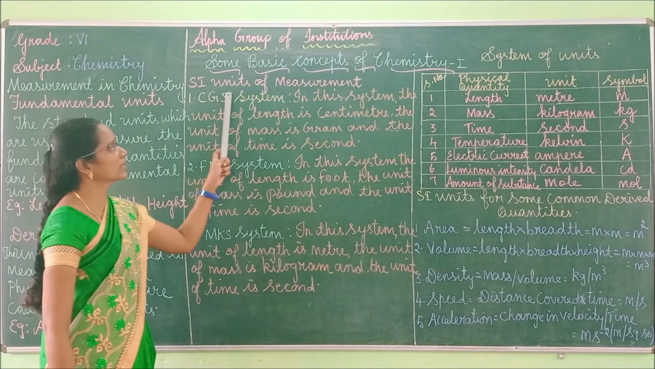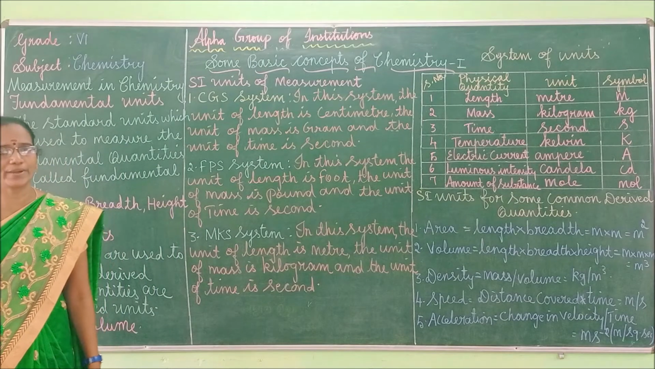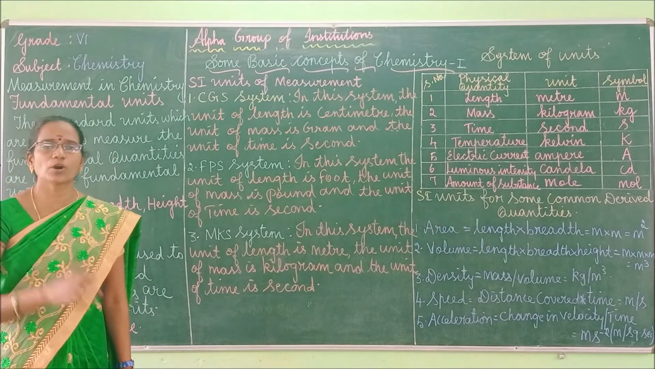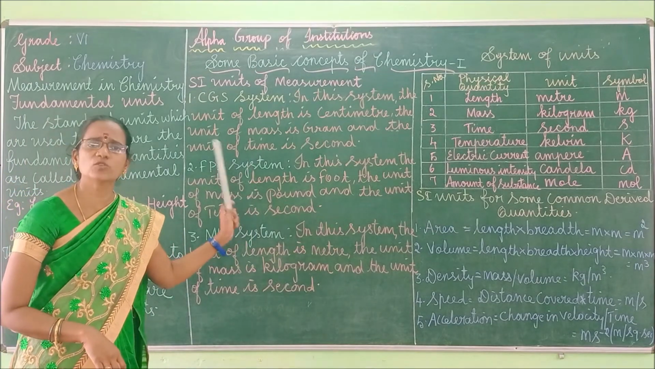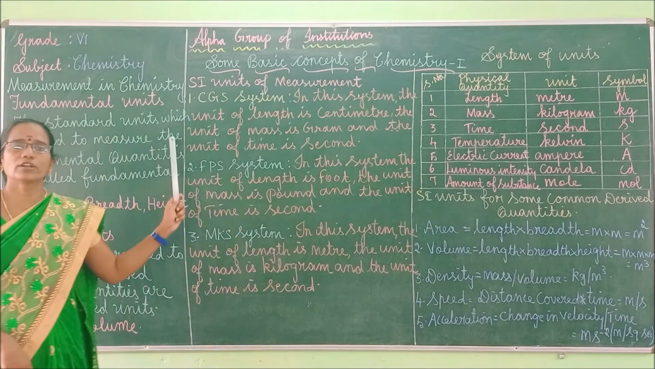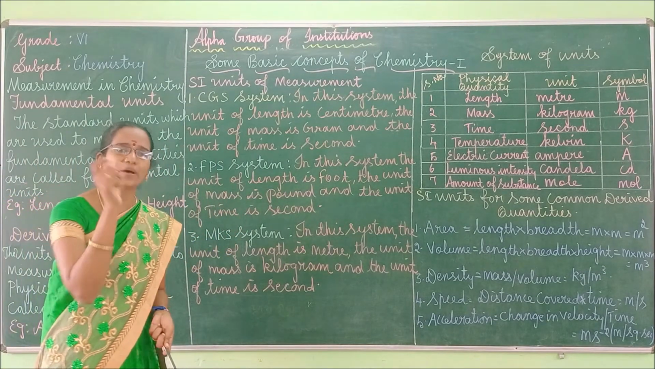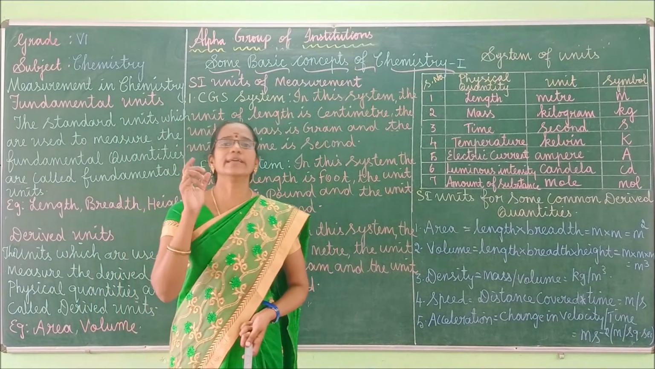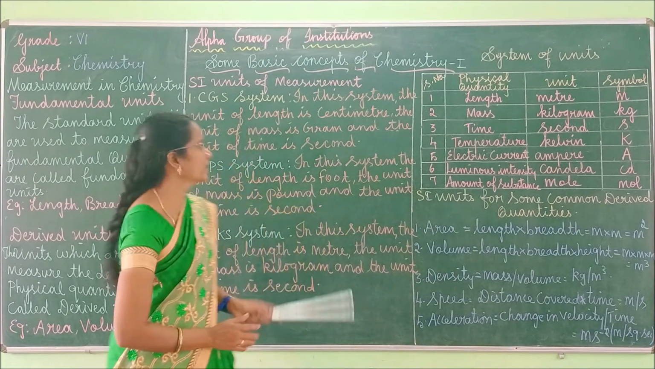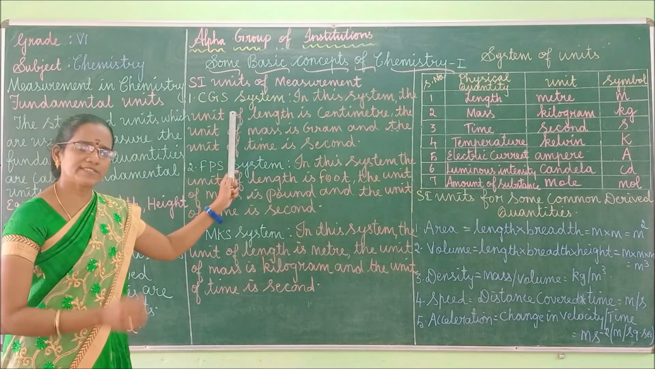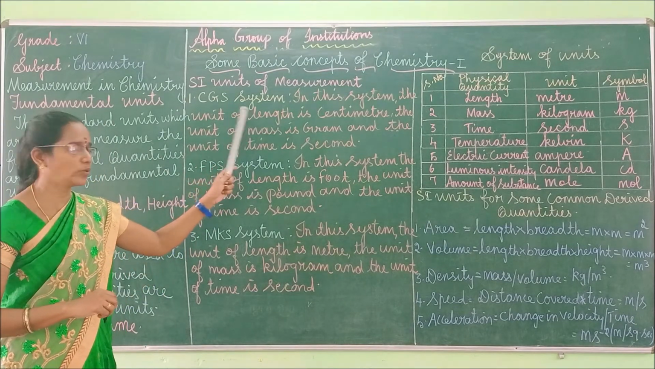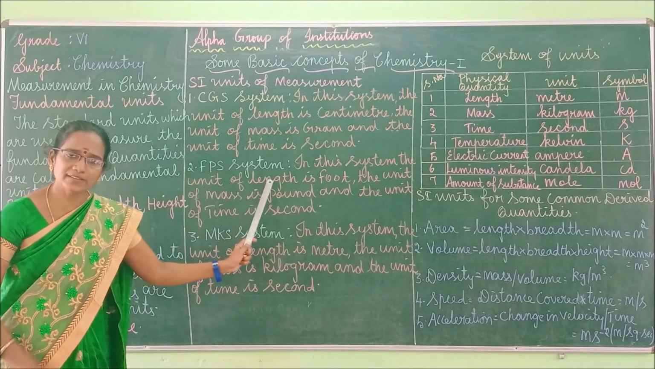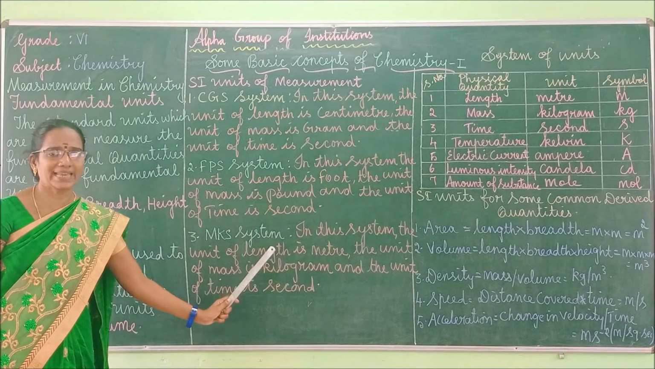Okay. Now let me move to the SI units of measurement. Okay. SI means System International or International System of Units. This is also a very important one. What are the SI units? First you should know the abbreviation for SI. In this we are going to see about 3 systems in the SI unit. One is the CGS system, second one is the FPS system and third one is the MKS system.